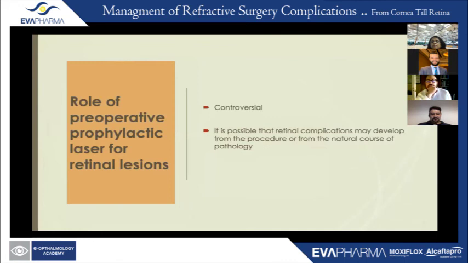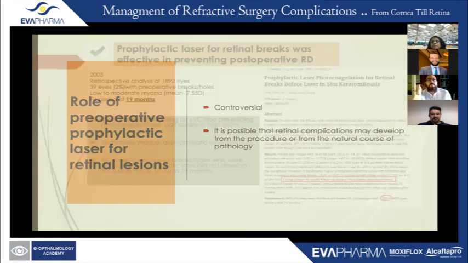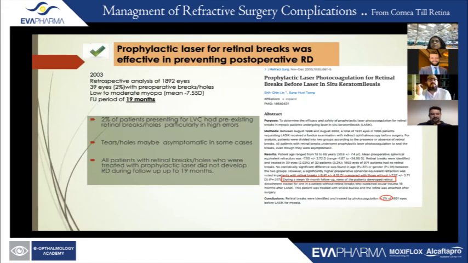So what's the role of preoperative prophylactic laser for retinal lesions? This is still controversial. It's possible that the retinal complications may develop from the procedure itself, from the laser itself, or from the natural course of the pathology. We don't know. One of the studies published in 2003 concluded that prophylactic laser for retinal breaks was effective in preventing postoperative retinal detachment.